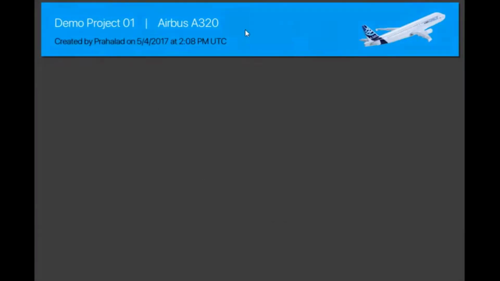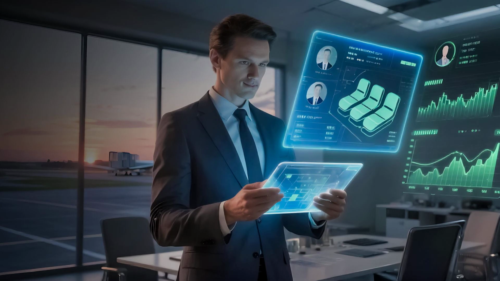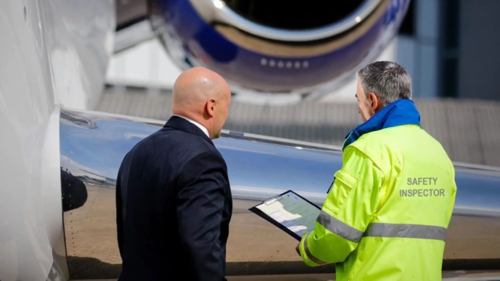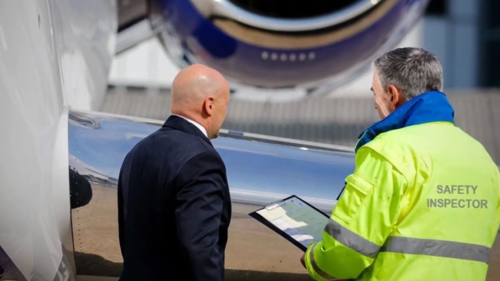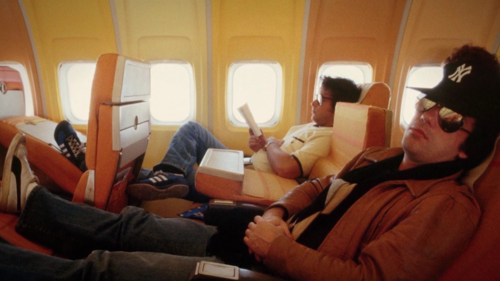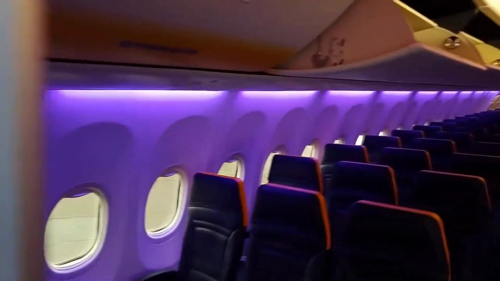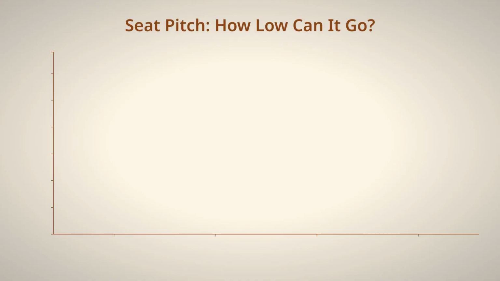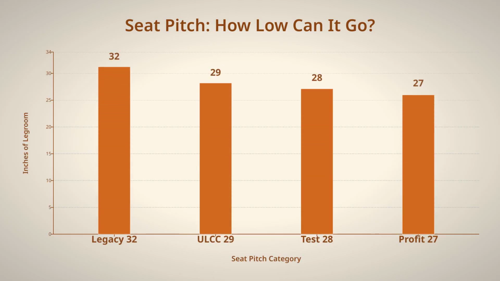Airlines use LOPA software to run yield simulations. They ask a cold mathematical question: how many human units can we fit before the safety regulators intervene? 20 years ago, the standard code for economy class was a 32-inch pitch. That was the baseline for human dignity. Today, ultra-low-cost carriers have pushed that code down to 29, 28, and even 27 inches.